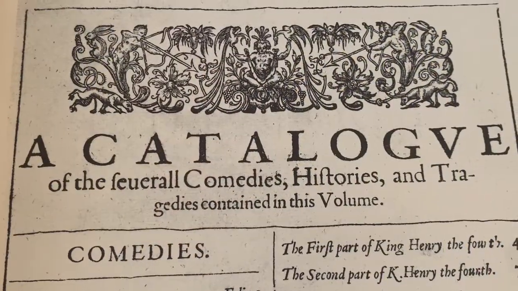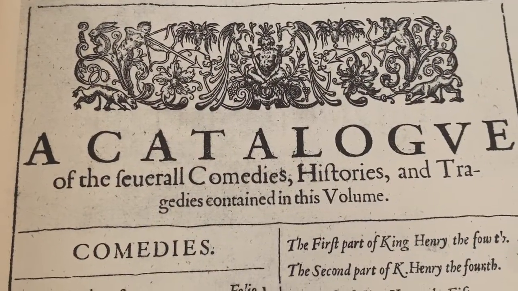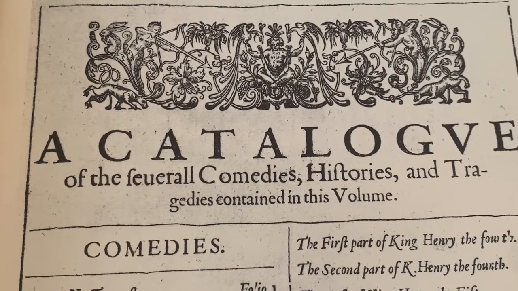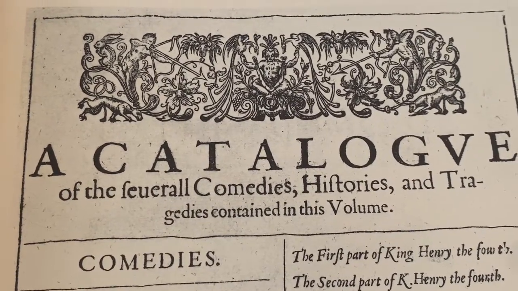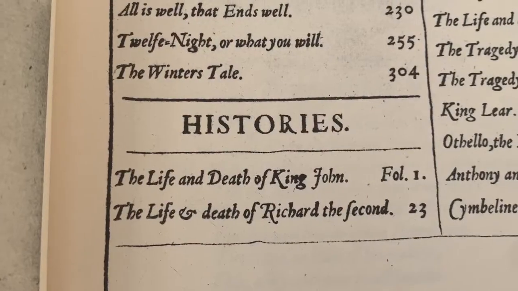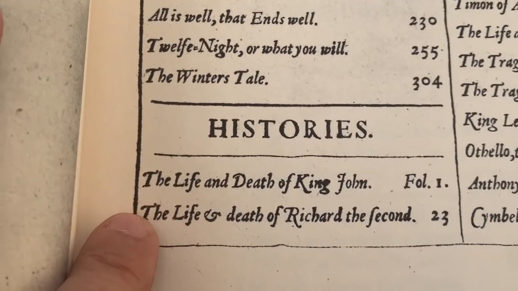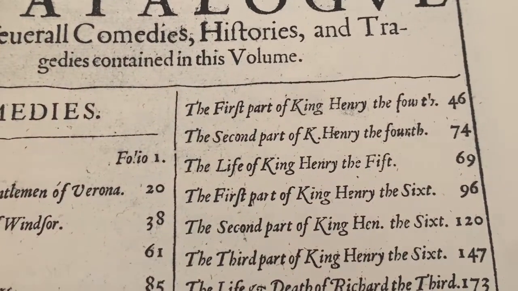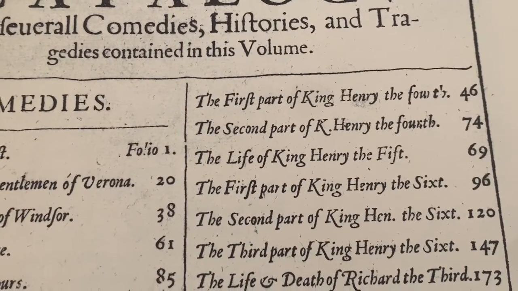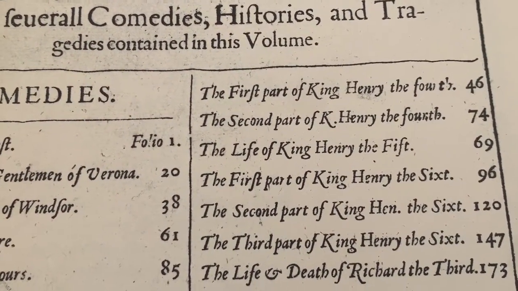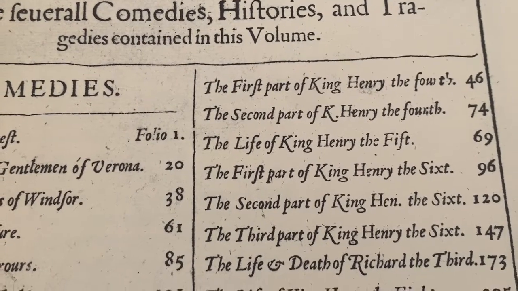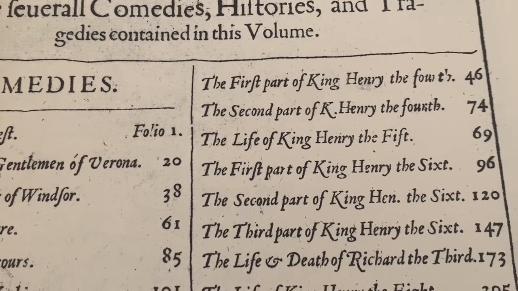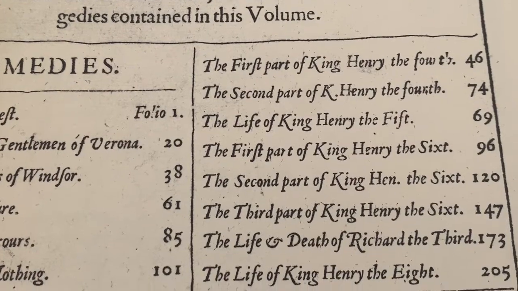Looking at the table of contents for the First Folio, where we're told there are comedies, tragedies, and histories. Under histories, we see first Richard II, as you know. We see the first part of King Henry IV, the second part of King Henry IV, the life of King Henry V, and then we see Henry VI, parts 1, 2, and 3, and then the life and death of Richard III, but then it also carries on too.